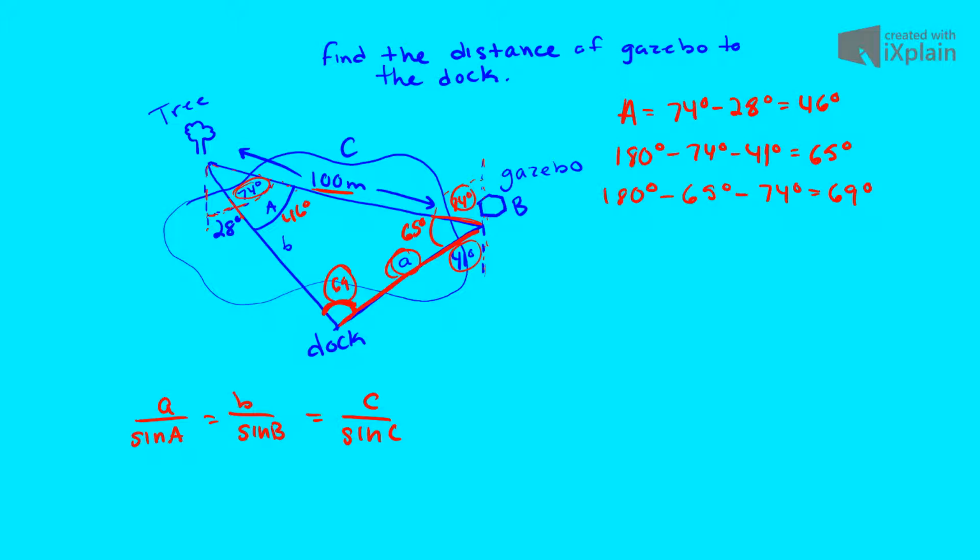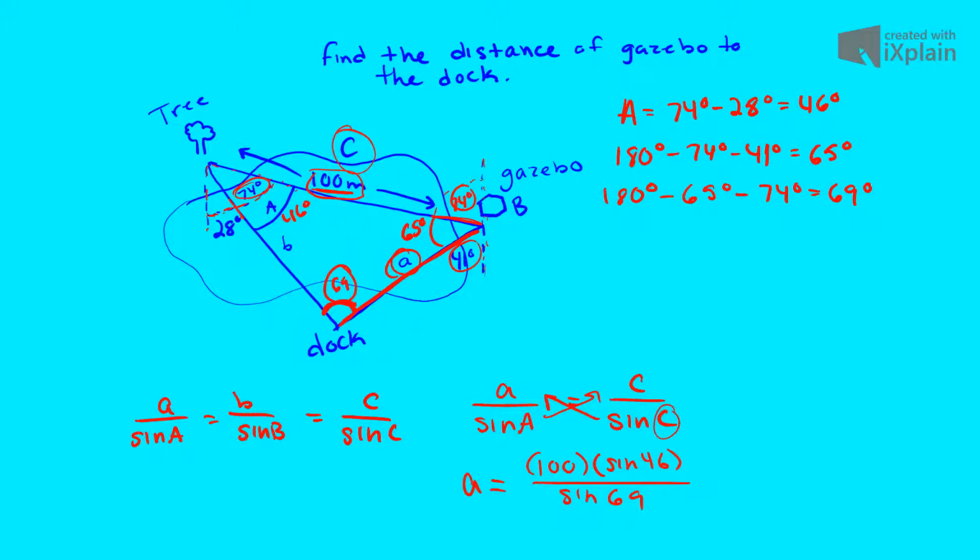The way to do that is simply take a over sine of A is equal to c over sine of C. We have the values for C that we need, right? We have the distance, which is 100 meters, and we also have the angle value, which is going to be sine of 69. So when we solve for that, remember we cross multiply, and then we have to divide. We get 100 times sine of 46 divided by the sine of 69. And that gives us 77 meters as our answer.